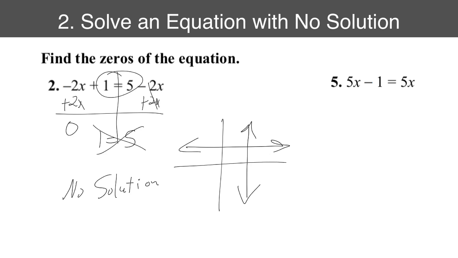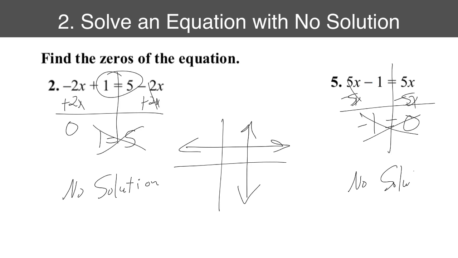Let's take a look at number 5 real quick. On number 5, same thing. If I want to get all my variables together, I subtract 5x over. And then 5x minus 5x is 0. So take what's left over, negative 1, and on the right side it's just 0. So does negative 1 equal 0? Well, obviously not. So again, that's a no solution problem.